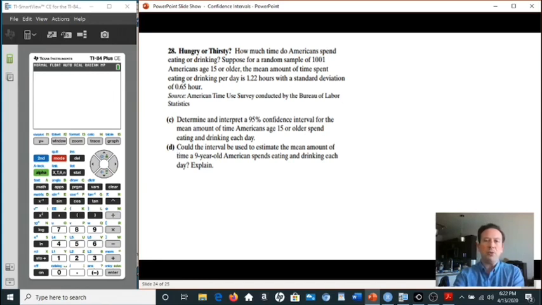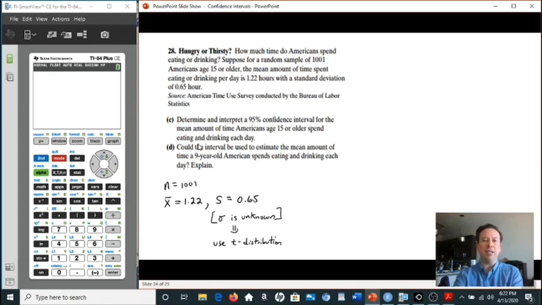So we want a 95% confidence interval, and we want to interpret it for the mean amount of time that all Americans 15 or older spend eating and drinking during the day. So first we know that there are 1,001 people in my sample. We know that the sample average x bar is 1.22 and standard deviation is S. That's an S because it's from a sample, which means sigma is unknown, which means use the t-scores, not the z-scores. So now, what t-score do I use for this?